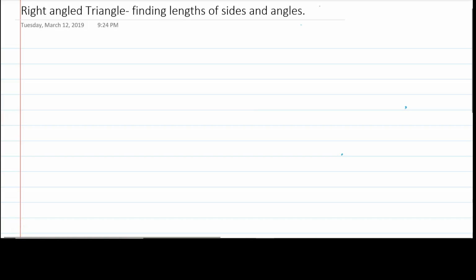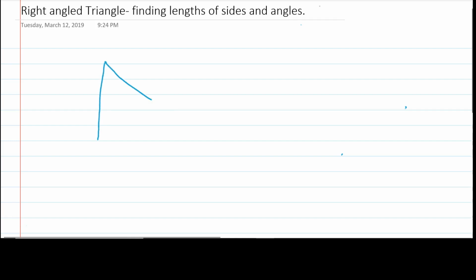Okay, in this video I am going to show you how to label right angle triangles so that we are able to calculate the lengths of the sides, whether it will be the opposite side or the adjacent side or the hypotenuse, or it would be finding one of the angles bounded by the hypotenuse and the adjacent side, bounded by the hypotenuse and the opposite side. So let's have a look at a right angle triangle now.